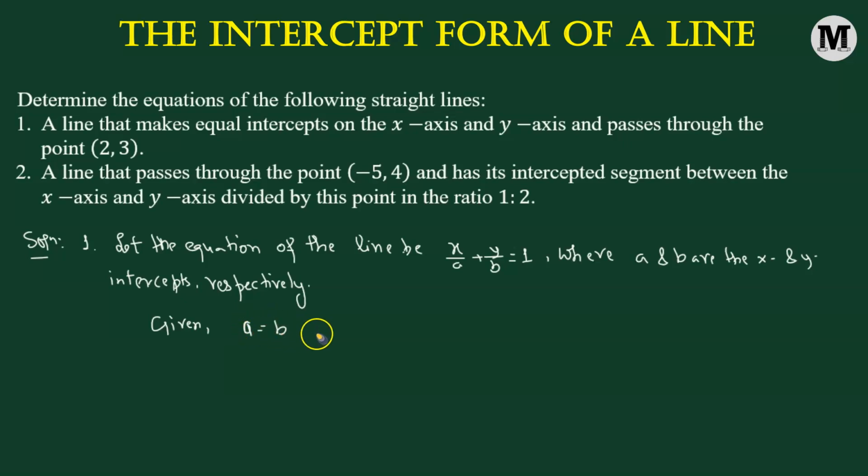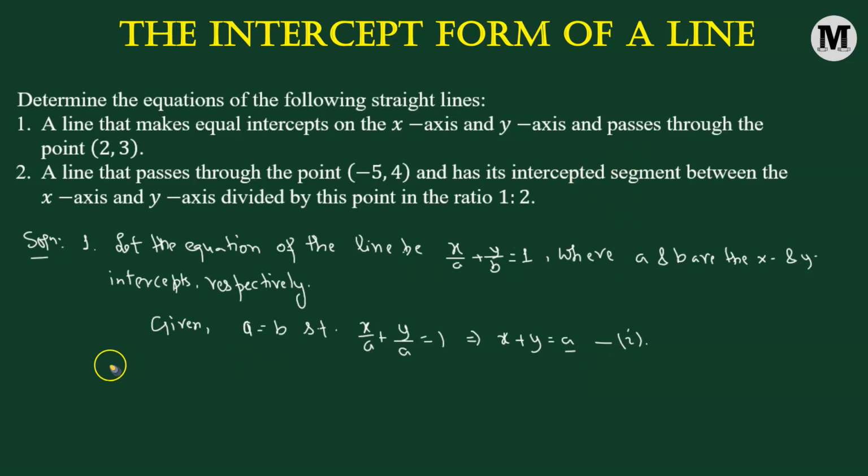So if a equals b, then what we have here is x over a plus y over b, but in place of b, we're going to replace it with an a. That's going to be equal to 1. Or what we have here is x plus y equals a. So this is the equation of the line. Let's label this as equation number 1. Our goal will be to find the equation of the line. In other words, we need to find the value of a.